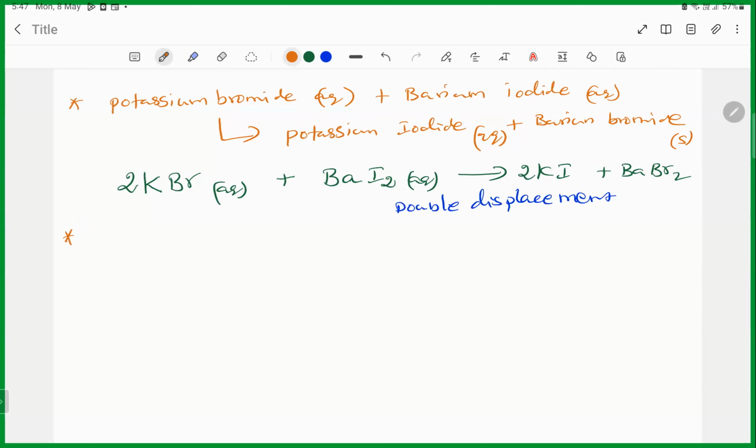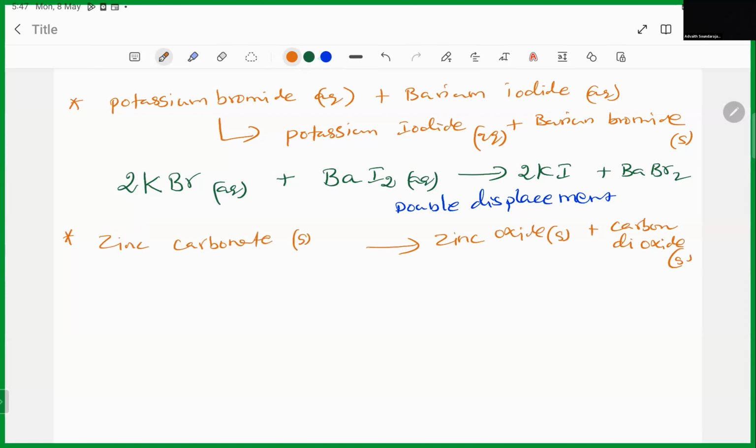And the next one, zinc carbonate solid, which gives zinc oxide solid plus carbon dioxide solid. So what is that? Zinc carbonate, zinc is Zn, carbonate is CO3. This solid gives zinc oxide plus carbon dioxide.